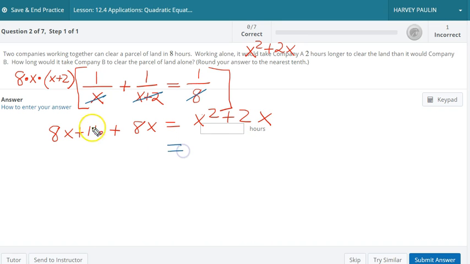So now we're going to move everything over to the other side. This is going to be 16x here. On this side, a negative 16x and a 2x gives us a negative 14x. And then we bring our 16 over to this side, it becomes a negative 16. So that's not too bad.